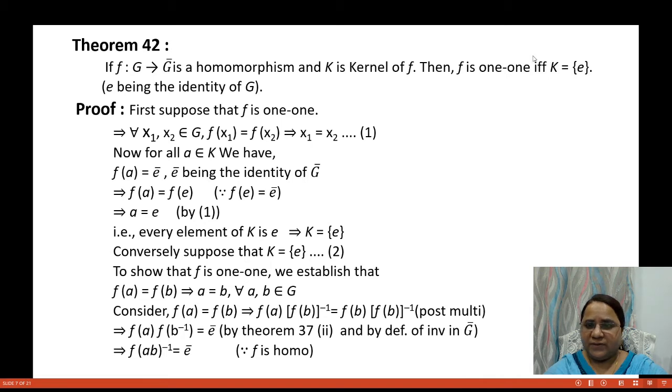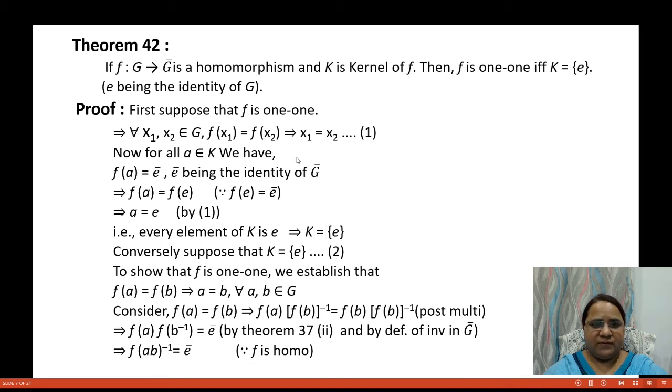Now if and only if is there, which means we have to prove the converse part also. First we'll assume this part and we'll prove K is equal to e, and in the converse part we'll take K is equal to e and we'll prove that f is 1-1. Let us suppose that f is 1-1. Then for all x1, x2 belongs to G, f of x1 is equal to f of x2 implies x1 is equal to x2. Call this as 1.